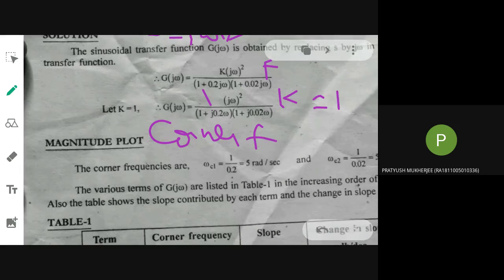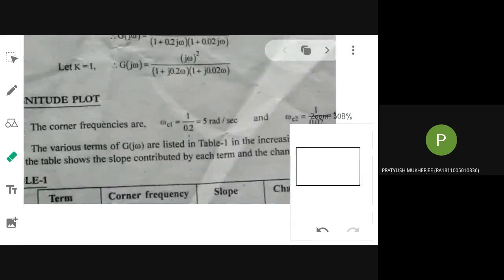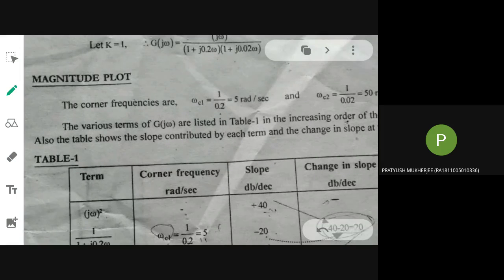Alright. Next thing is, you need to find out the corner frequencies. So you know what is the formula for finding out corner frequency? What is the formula for finding omega c? The general formula is 1 divided by T. So if you do that, the first corner frequency, this is for this term, T is equal to 0.2. So omega c1 they have found out to be what value? 5 radians per second.